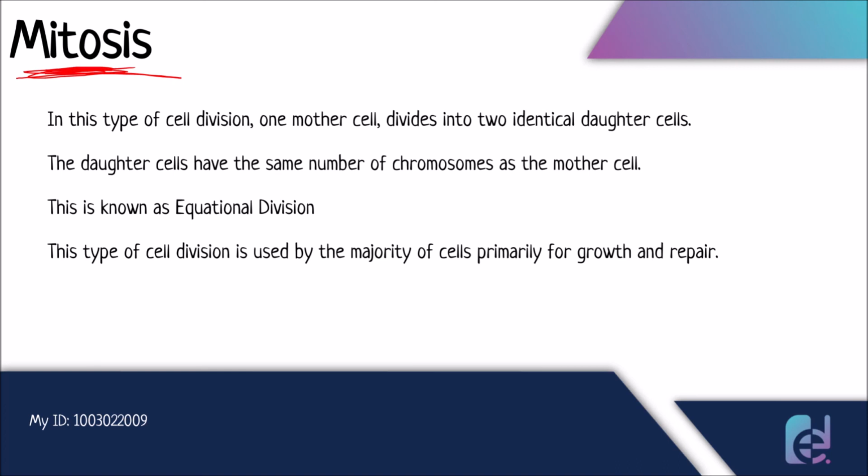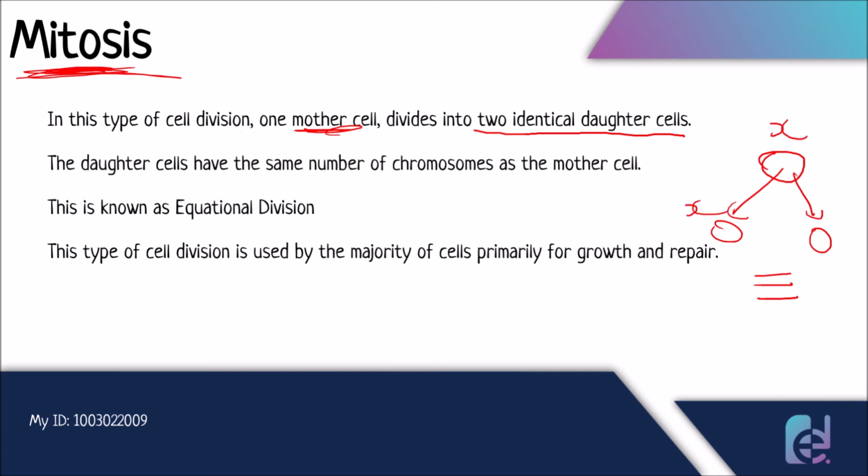So mitosis is a type of cell division in which one mother cell divides into two identical daughter cells. Basically, one mother cell will divide into two daughter cells, and they are identical. They're exactly the same. The daughter cells have the same number of chromosomes as the mother cell. So if the mother cell has, let's say, X chromosomes, then the daughter cells will also have X chromosomes.